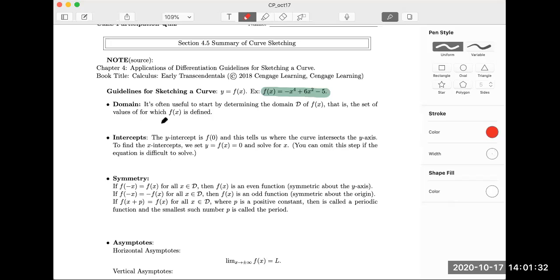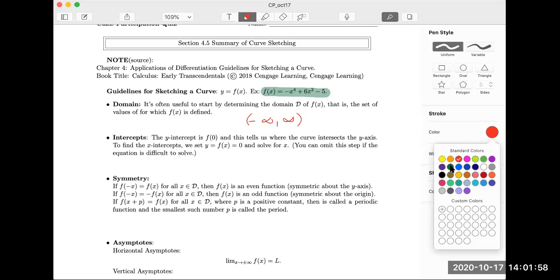So it means that the domain of this, in this example, will be from negative infinity to infinity. Okay? We need to find, the next step is to find the intercepts. There are two types of intercepts. First is the x-intercept. Second is the y-intercept.